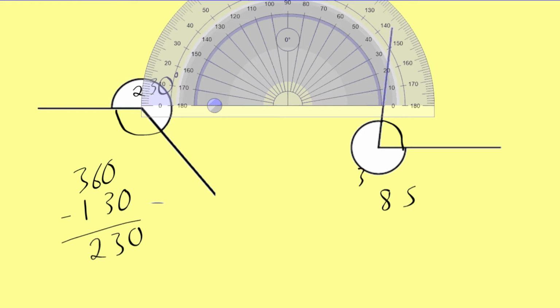So we're going to do 360, take 85. 0 take 5 we can't do, that becomes 5, that becomes 10. 10 take away 5 is 5. 5 take away 8 we can't do, that becomes 2, that becomes 15. 15 take away 8 is 7, so we've got 275.